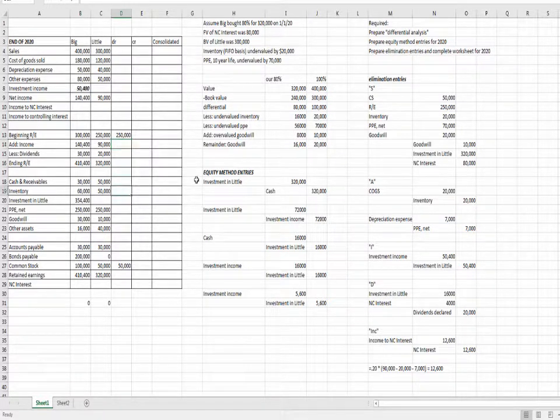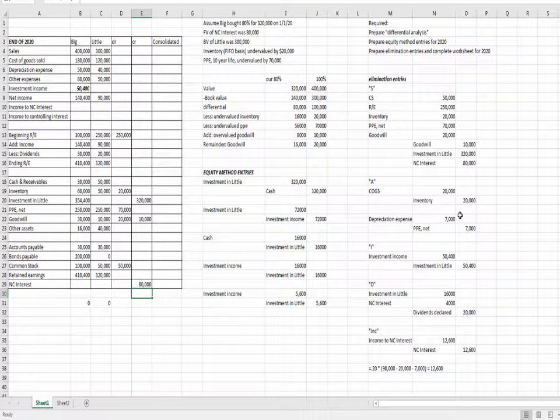Inventory, I'm going to add 20,000. Property, plant, equipment net, I'm going to add 70,000. And goodwill, I'm going to add 20,000. On the credit side, I've got a credit to goodwill of 10,000. I've got a credit to my investment in Little of 320. And I've got a credit to the non-controlling interest of 80.